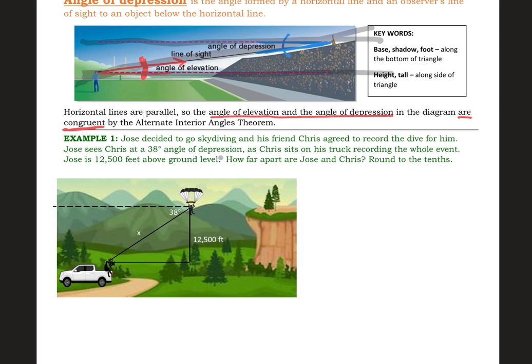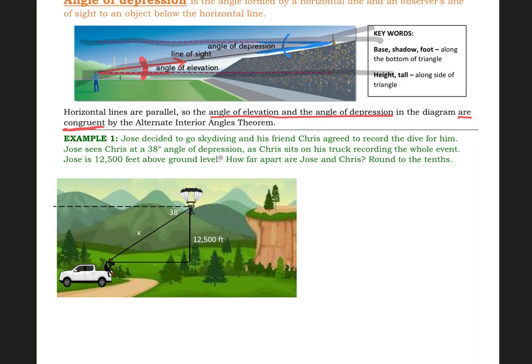So for example, here we have Jose, who decided to go skydiving, and his friend Chris decided not to go skydiving. He agreed to record the dive for him instead. Jose sees Chris at a 38-degree angle of depression. So here's your depression. It's looking down, again with a horizontal line, right? So he's looking at him at an angle of depression of 38 as he sits on his truck recording the whole event. Jose is 12,500 feet above ground level. How far apart are Jose and Chris? They're asking you for the length of the distance between the two individuals.